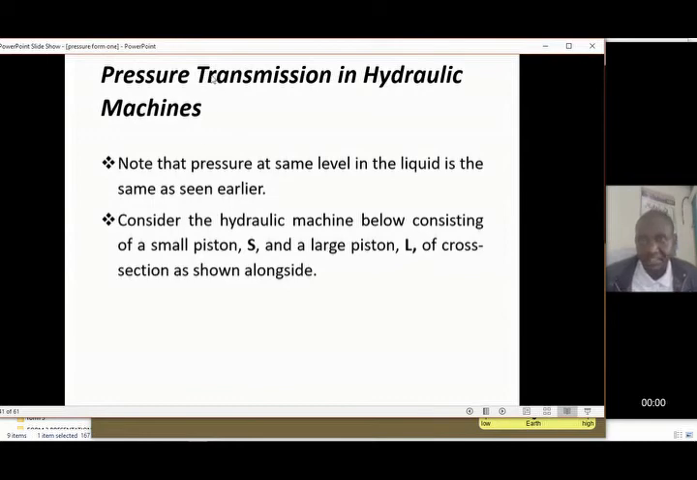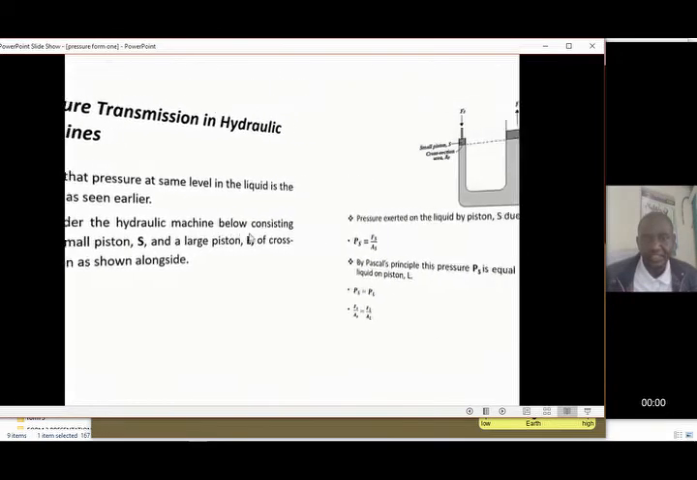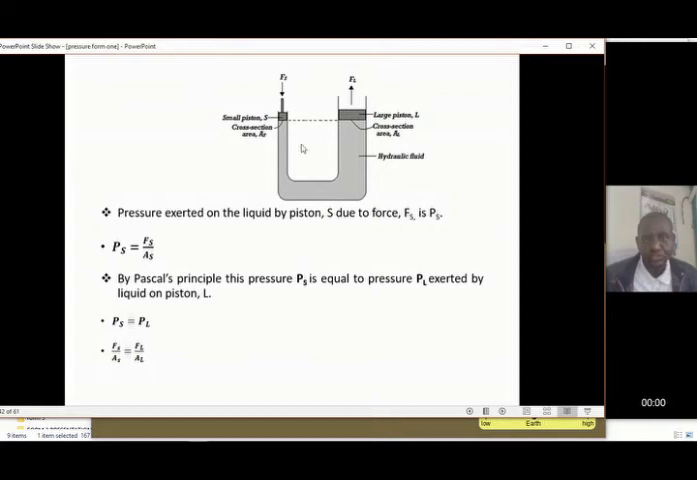Let's look at the pressure transmission in hydraulic machines. Note that pressure at the same level in the liquid is the same, as seen earlier. So consider the hydraulic machine below, which consists of a piston and that. This is it. I've already shown you here. Small piston, large piston.